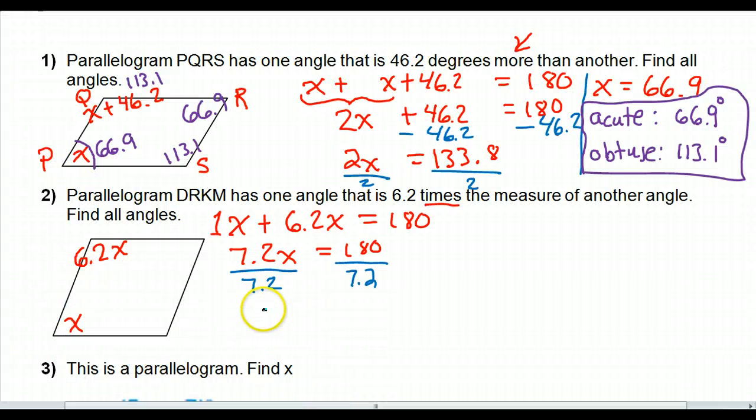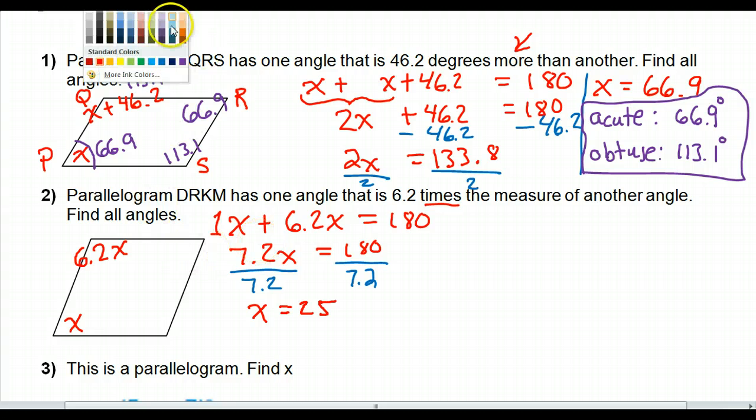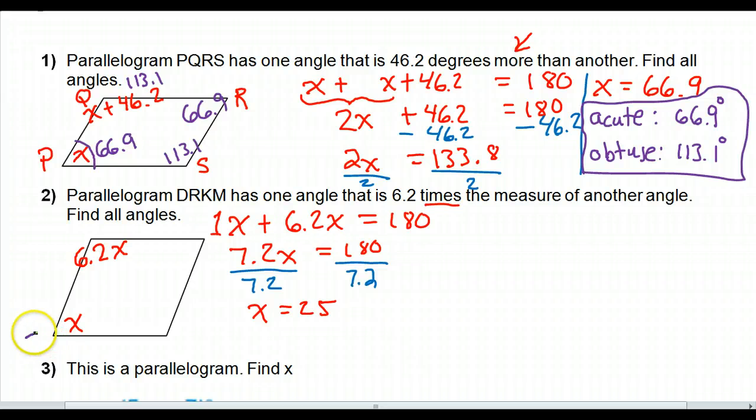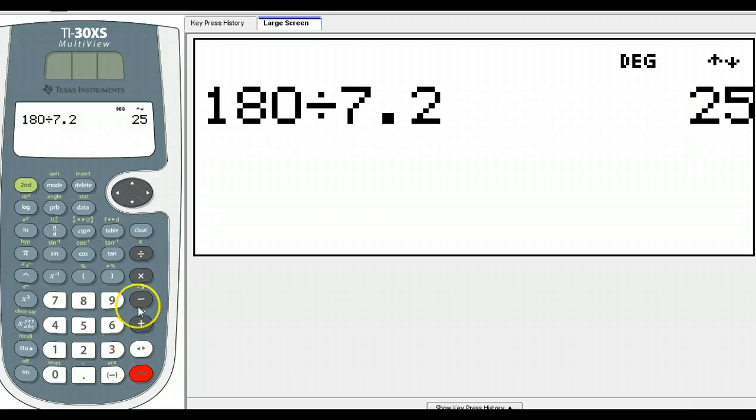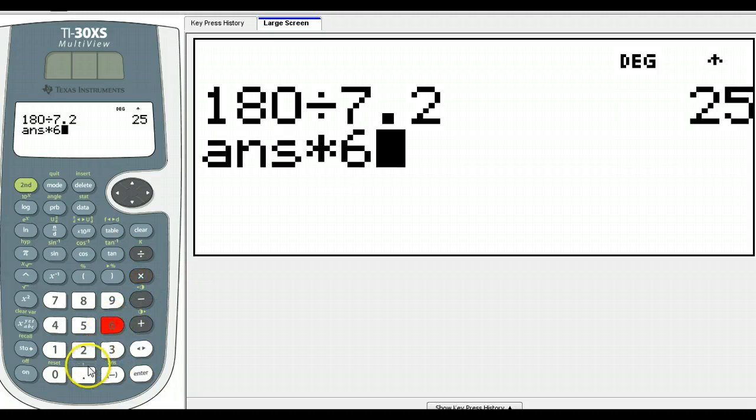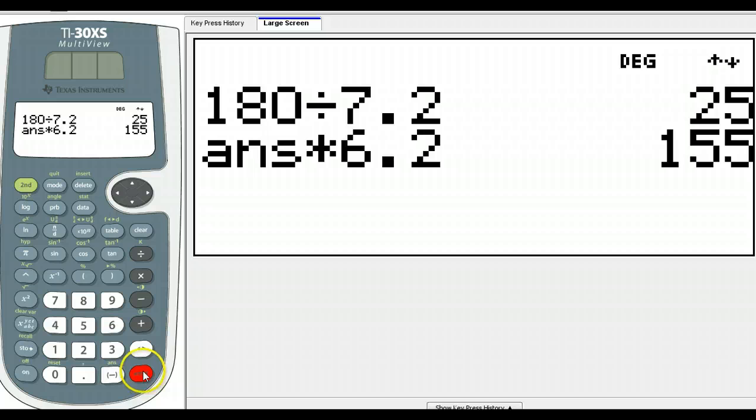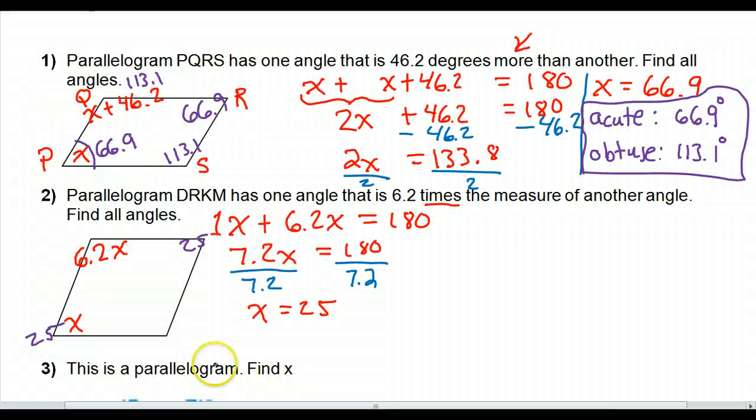Okay, so x equals 25. That means that this angle is 25 and this angle is 25. Alright, the other angles should be 6.2 times this. So if I do 25 times 6.2, I get 155. So that means this angle is 155 and this angle is 155.